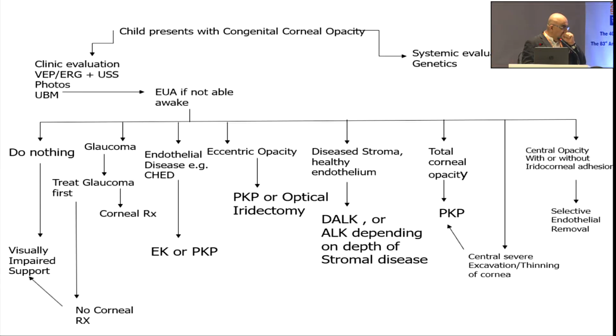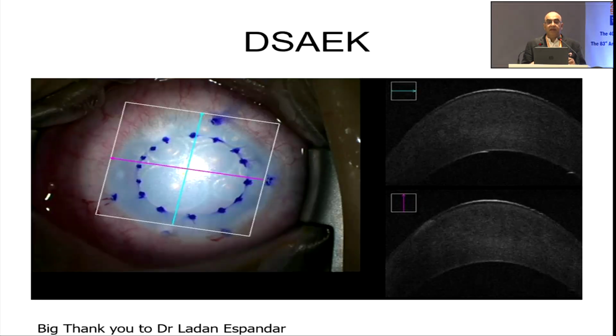I want you to note that sometimes you cannot do anything, either because of the family circumstances, or because of the child's illness, or because of the severity of the condition. But otherwise, there's a whole range of things that I'm going to talk to you about that you can do. Here I've put first that you must manage the glaucoma. If you do anything without managing any secondary glaucoma, it's going to fail.